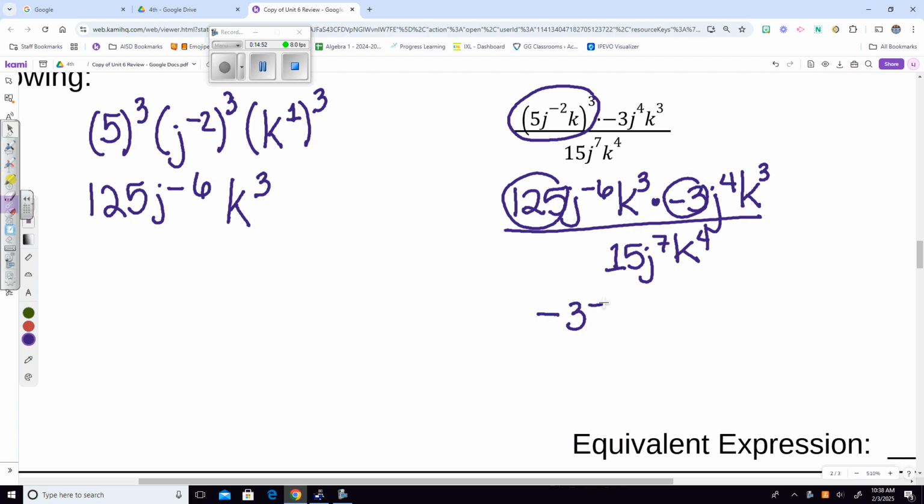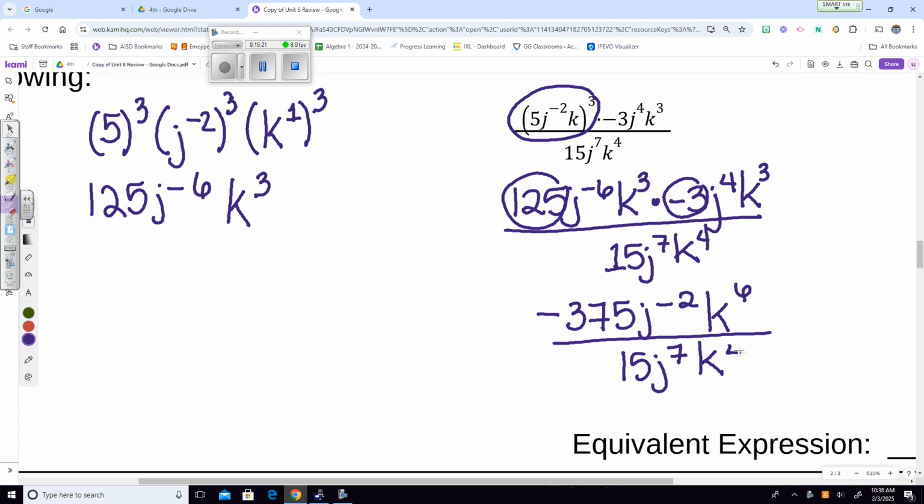Negative 375. Do you have j's in both monomials? So you add them. What's negative 6 plus 4? Negative 2. Do you have k's in both monomials? Yes. So what's 3 plus 3? 6. And we're going to divide by 15, j to the 7th, k to the 4th.